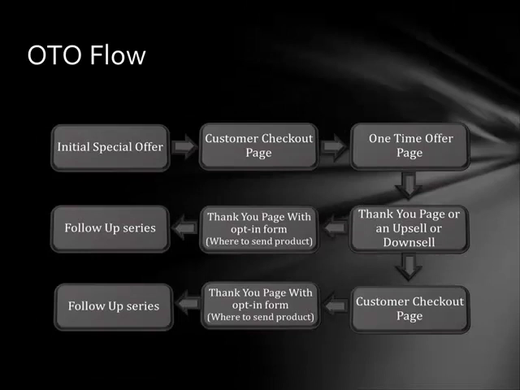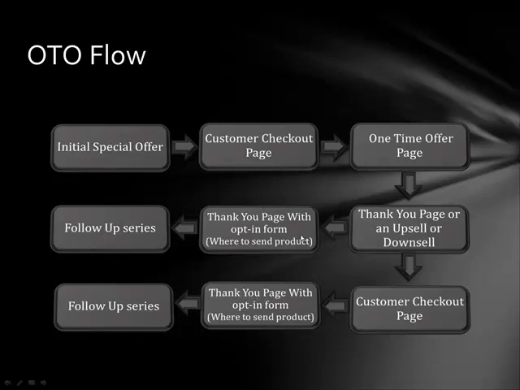Now, an OTO flow is if they've taken your initial special offer, so they said yes to it. Make sure that they check out first, because you want to get the money from that special offer. Then you send them to a one-time offer page. So maybe this is your product offer, and your one-time offer page is maybe promoting the private label rights to a product or whatever. It's something that's going to make sense to the offer back here in the mind of your customer. Once they do that, you take them to a thank you page or an upsell or downsell page. If they said yes to it, you're going to take them to a thank you page with an opt-in form, where do you send this product?